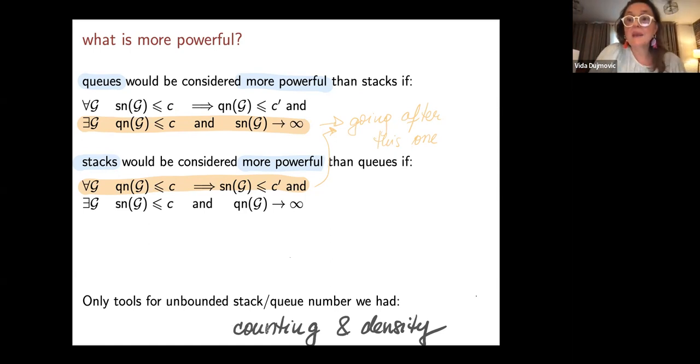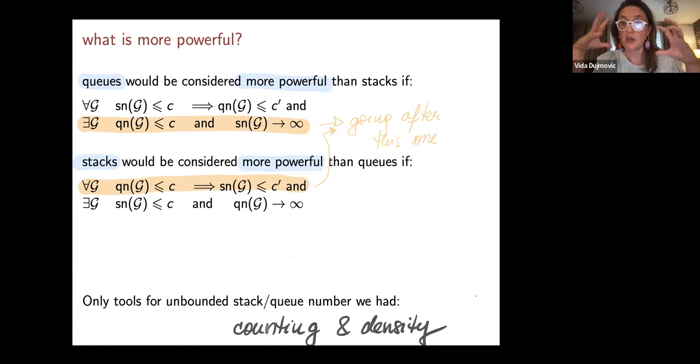The only other tool we had was counting. You look at a family of graphs, you count how many graphs there are in that family, and it turns out there are more graphs in that family than there are graphs of bounded stack number or bounded Q number. For example, that's how we show that not all graphs of bounded degree have bounded stack numbers. So the tools that we had so far were counting and density. But now we have something else.